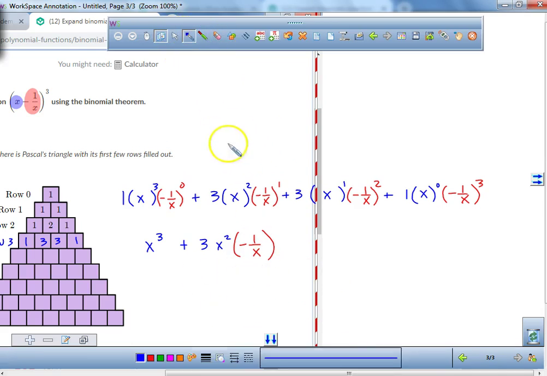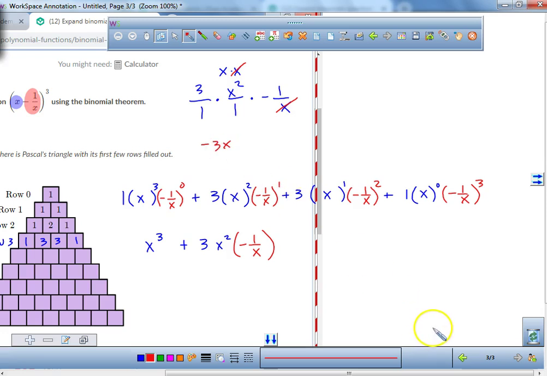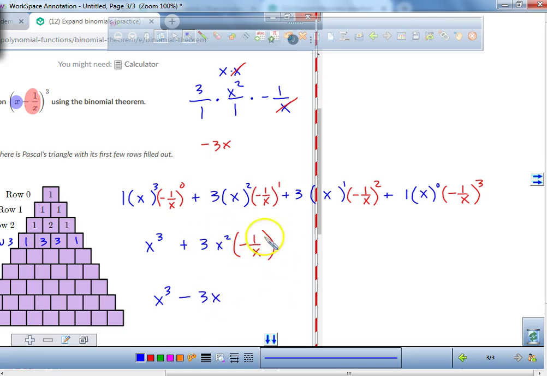I'm not sure what I just did there. I'll just do it right up here. All right? I have 3 over 1. That's what this is. Times an x squared over 1 times a negative 1 over x. What does x squared actually mean? X times x. What can I cancel out? Those x's cancel out. And so all I'm left with now is a negative 3x. That's all I'm left with. So our final answer so far right now is x cubed minus a 3x, because that's the product of all of this. I'm going to put plus.